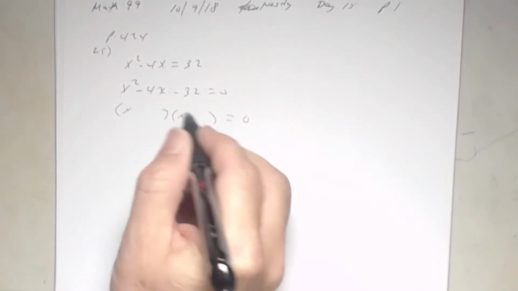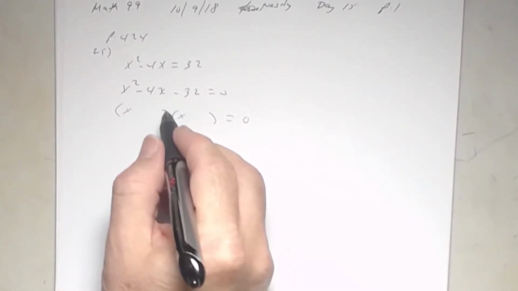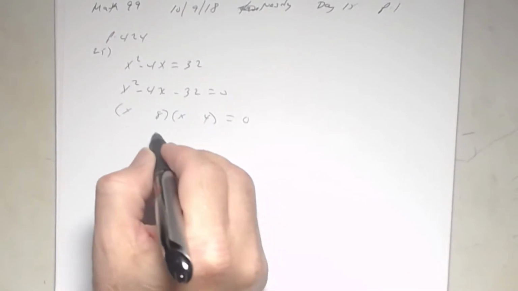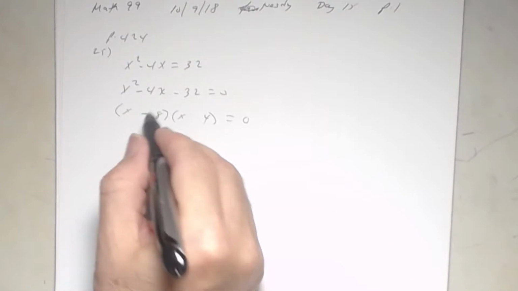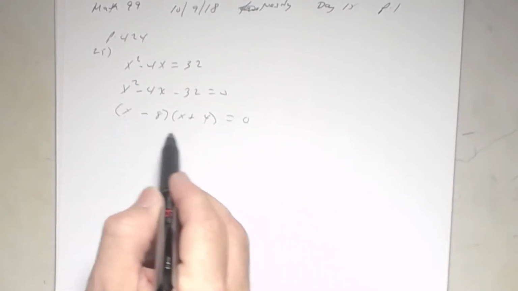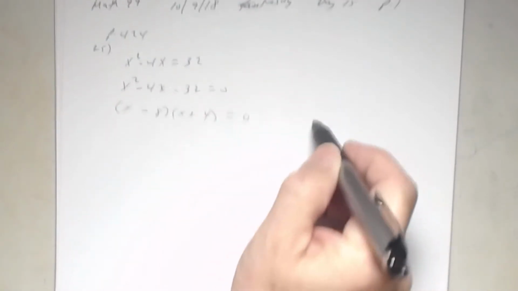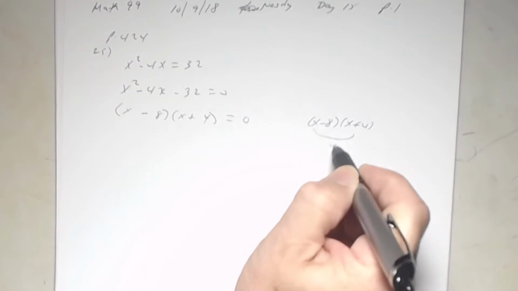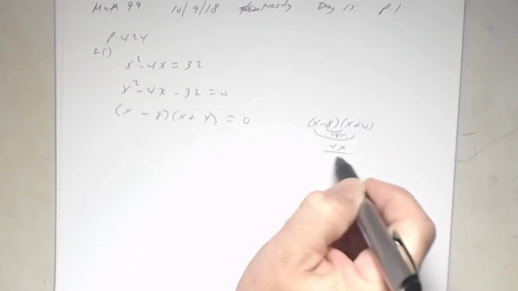Okay, so what are going to be the two factors? x. I'm going to try 8 and 4. And the 8 would have to be negative. The 4 has to be positive. And always check yourself. The outer is 4x. The inner is negative 8x. And when you add them up, you get negative 4x, which is what you wanted.